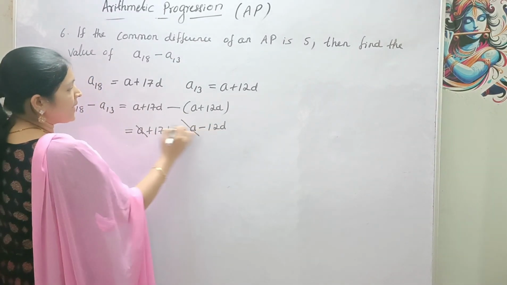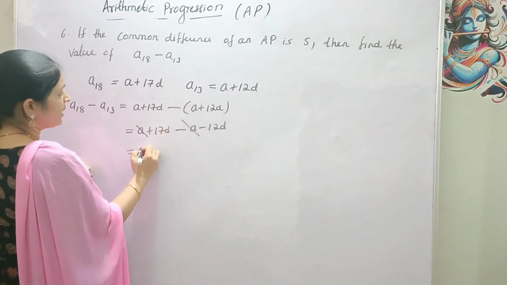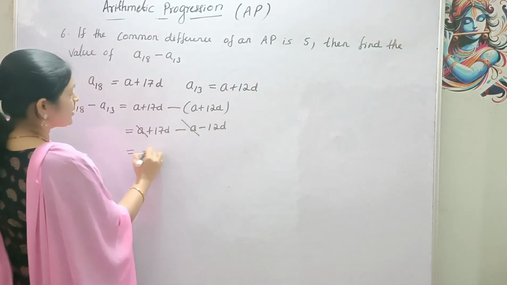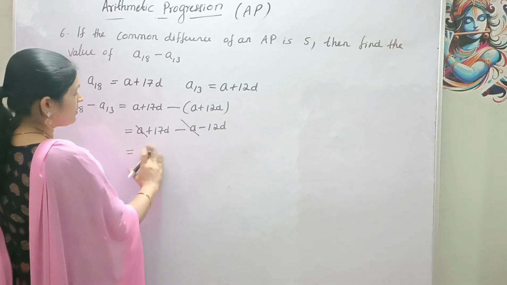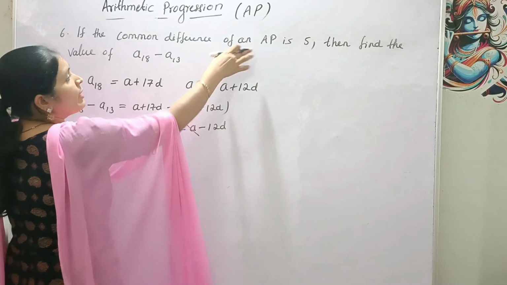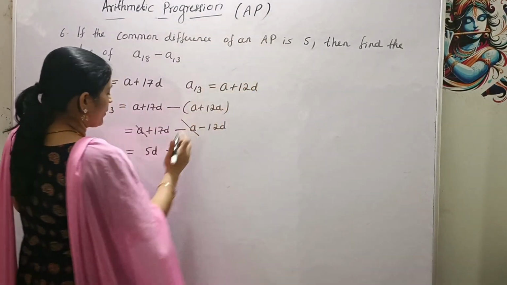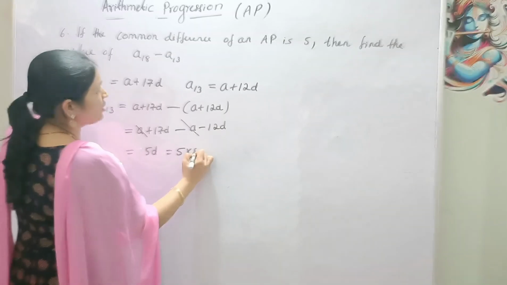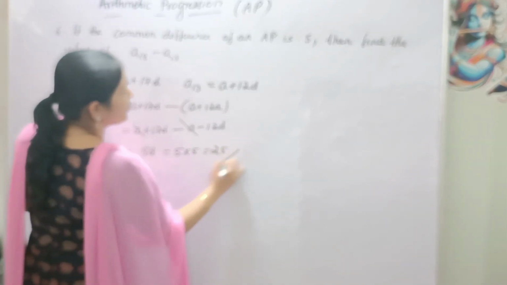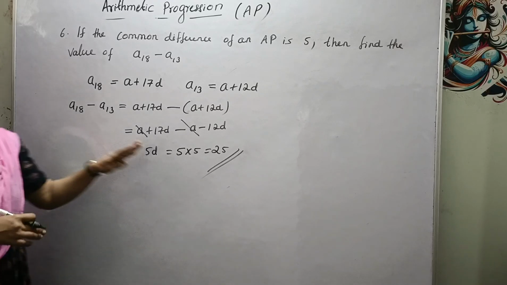Here a minus a cancelled. That is equal to 17d minus 12d, which is 5d. And we have the d value, the common difference is 5. So d is equal to 5. So 5 into 5, that is equal to 25. Therefore, A18 minus A13 is equal to 25.